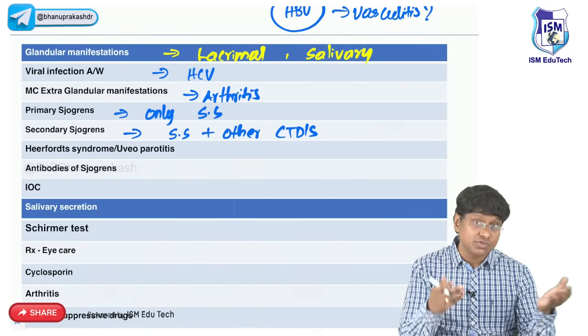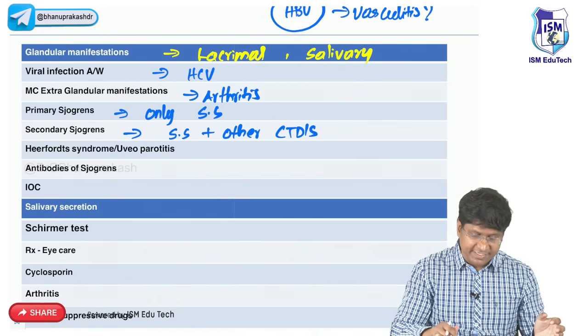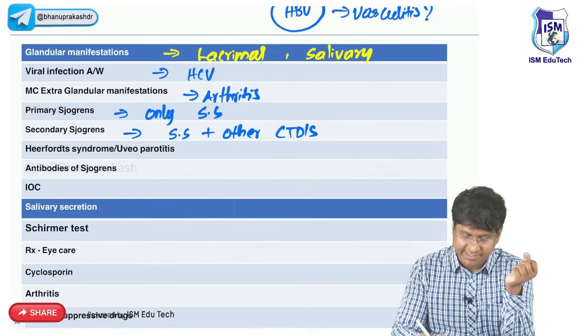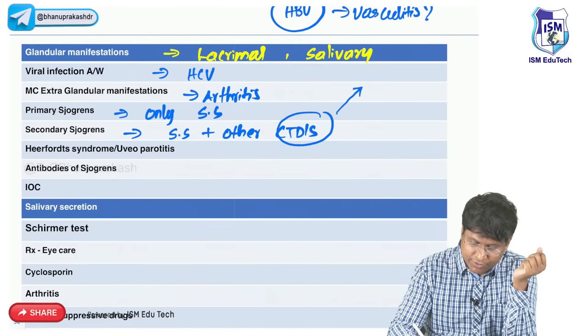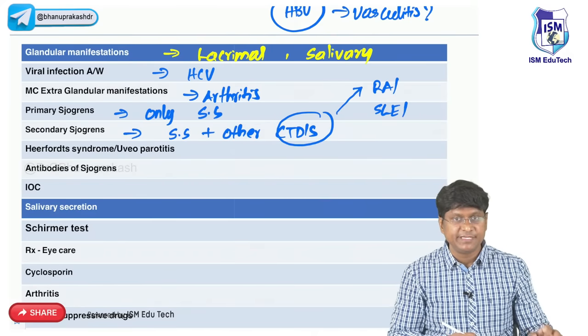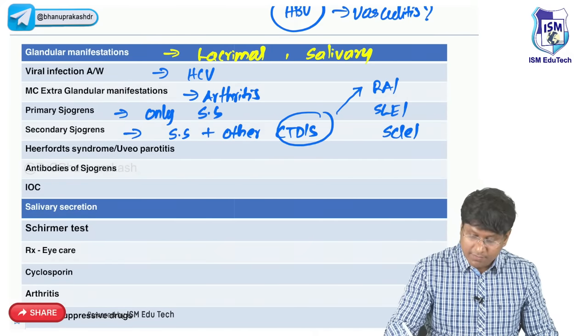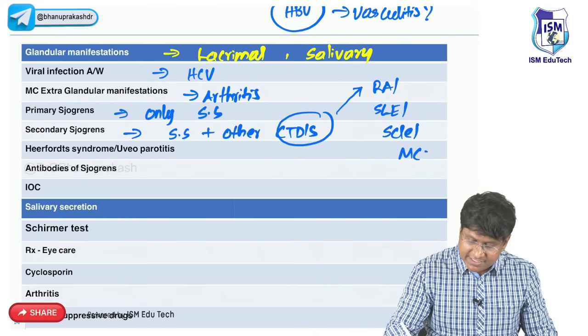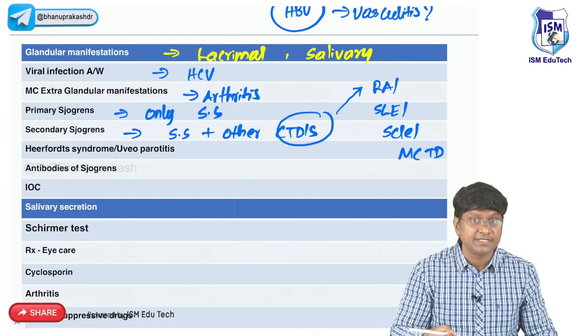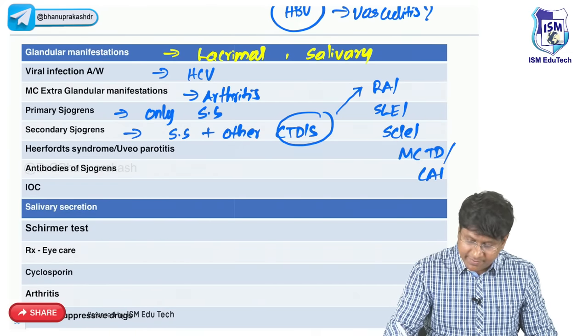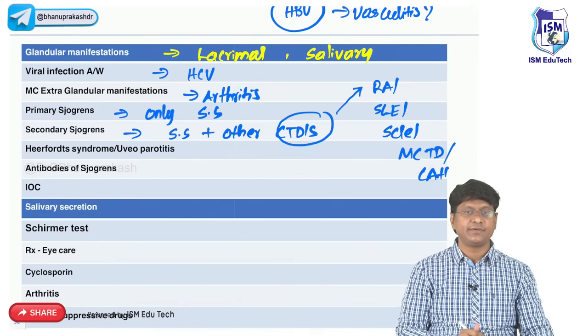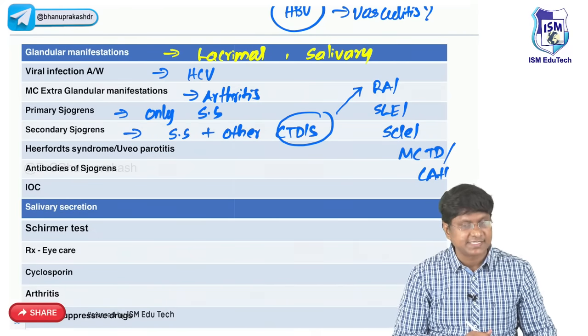Now, what are the other associated connective tissue disorders? Just now we were discussing, right? That is rheumatoid arthritis. The other associated connective tissue disorders can be systemic lupus erythematosus, scleroderma, mixed connective tissue disease, or chronic active hepatitis. So these are the other associated connective tissue disorders that we call secondary Sjögren's.